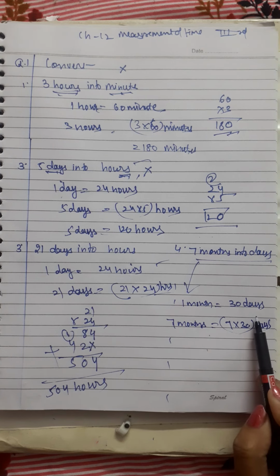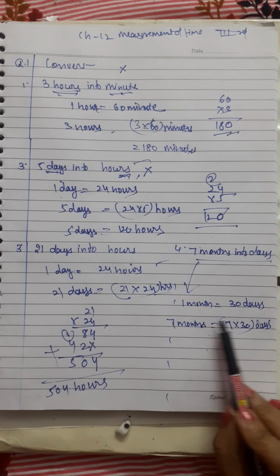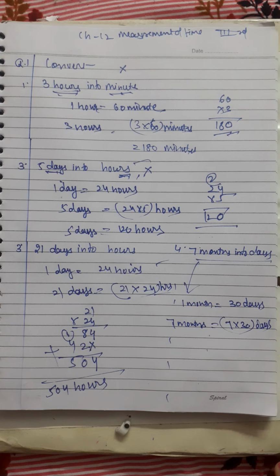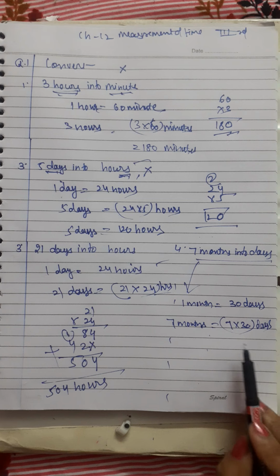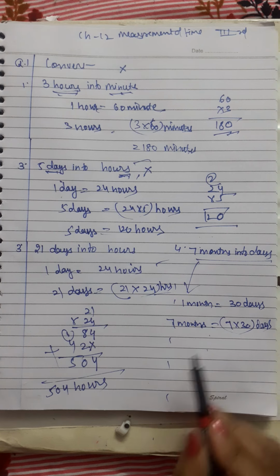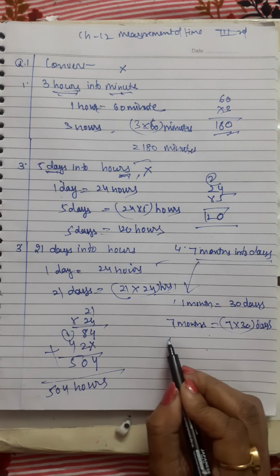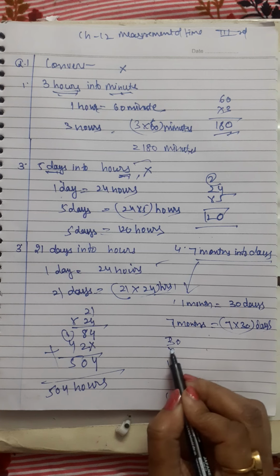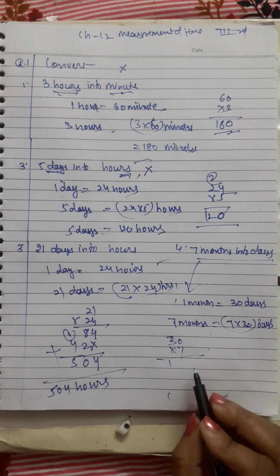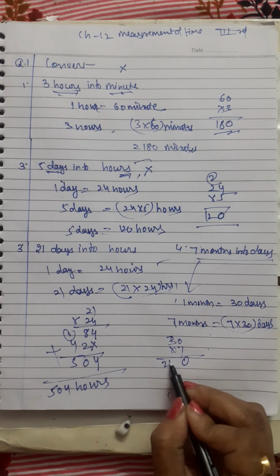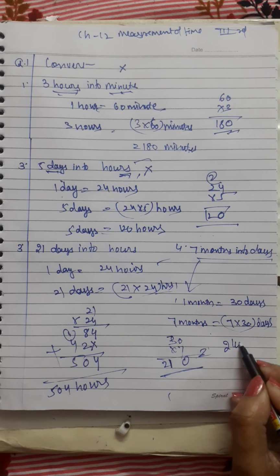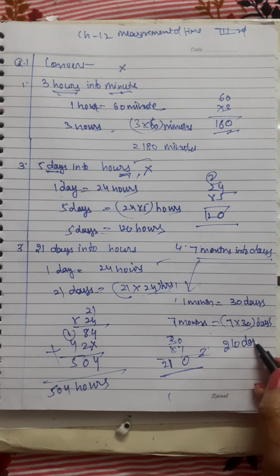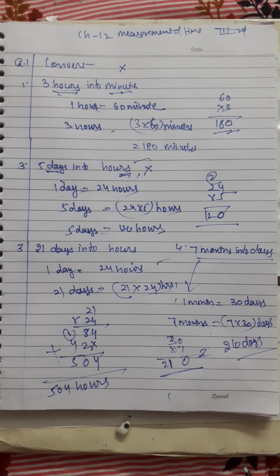Month bigger unit, days smaller unit. For converting month into days, we have to do the multiplication. 1 month having 30 days. So 7 month is equal to 7 multiply 30. Here we have to multiply 30 by the 7. Take table of 7, 0 times 0 and 7 3s are 21. So answer is 210 days. It means 7 month is equal to 210 days.